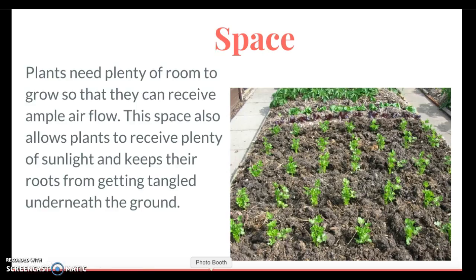The next thing that plants need to live and grow is known as space. Plants need plenty of room to grow so that they can receive ample airflow. The word ample means plenty. Here's the word ample. This space also allows plants to receive plenty of sunlight and keeps their roots from getting tangled underneath the ground. This word tangled right here means to get caught or interwoven between one another.